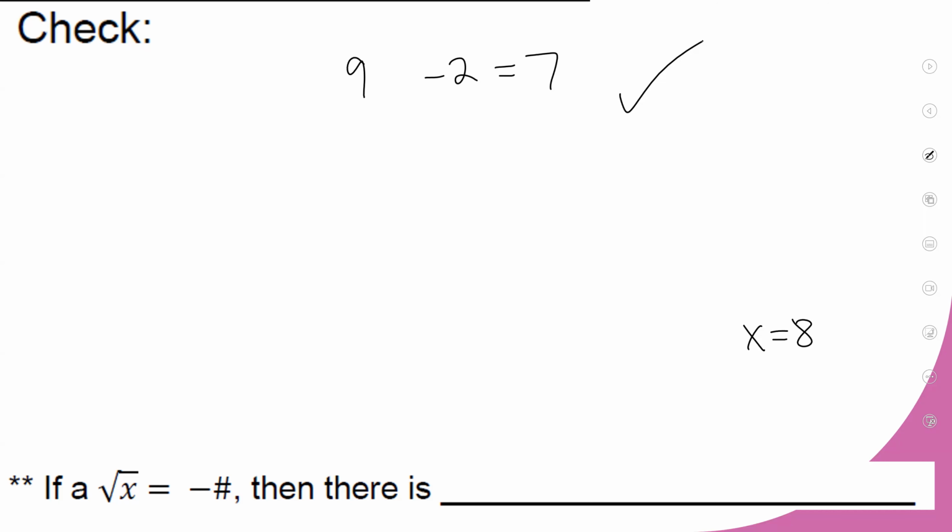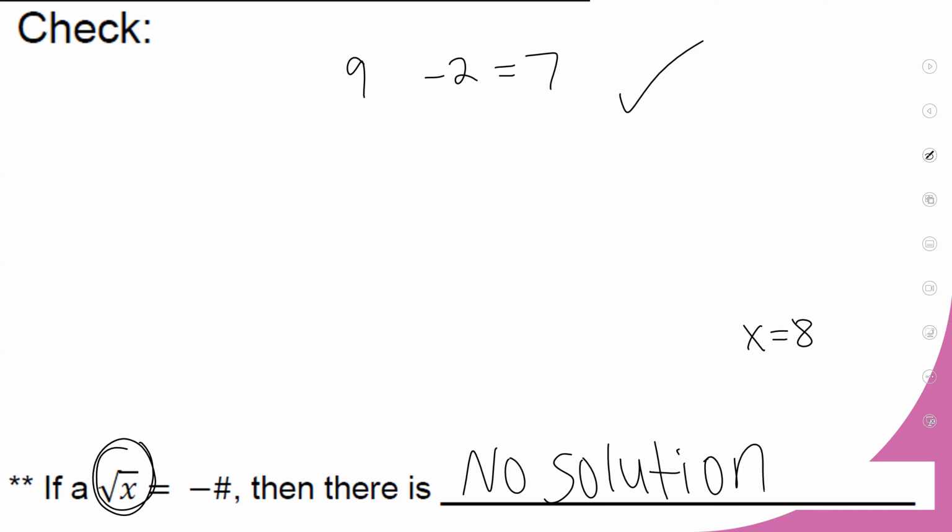All right. Now, one important fact that we need to write, this is on your paper. If a square root symbol equals a negative number, then there is no solution. Please write that in the blank. If the square root symbol equals a negative number, stop there. The answer is no solution. Okay, so let's look at an example like that.